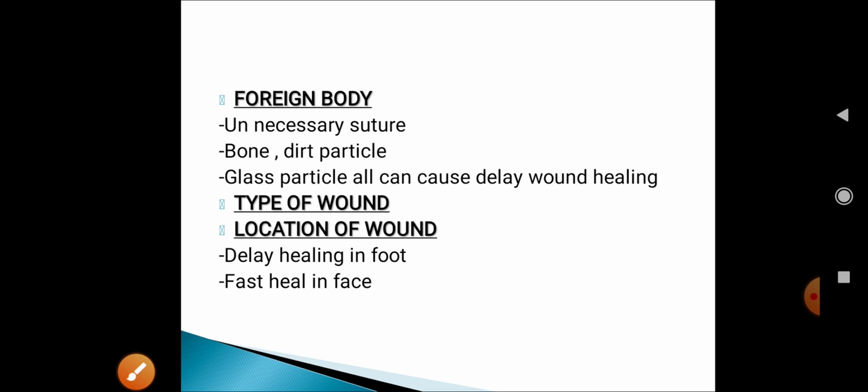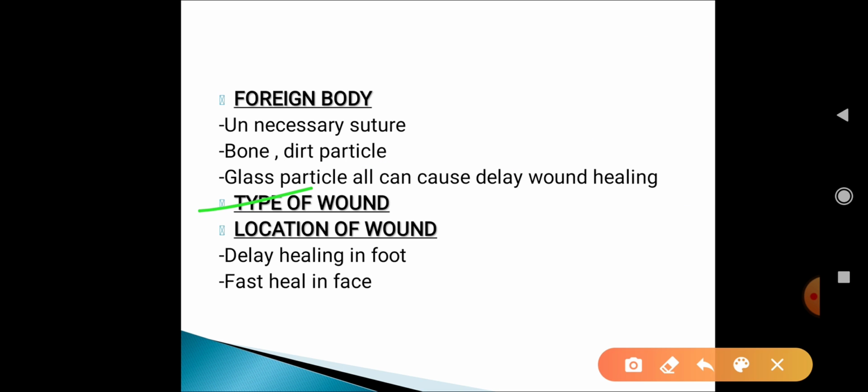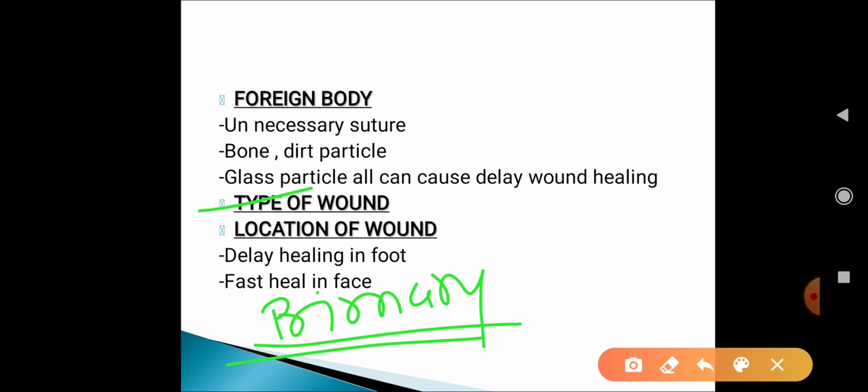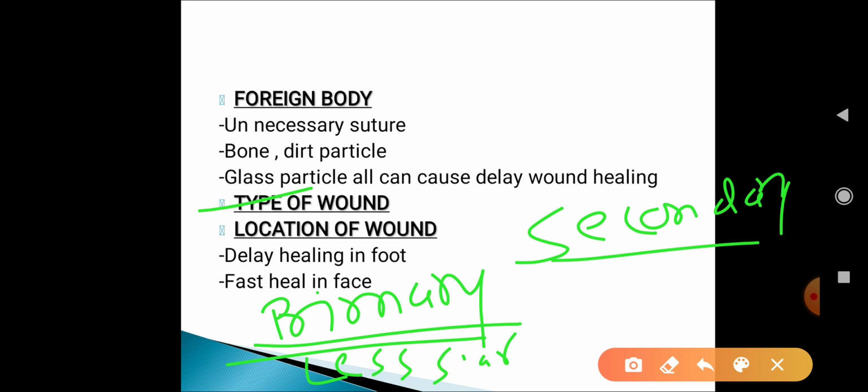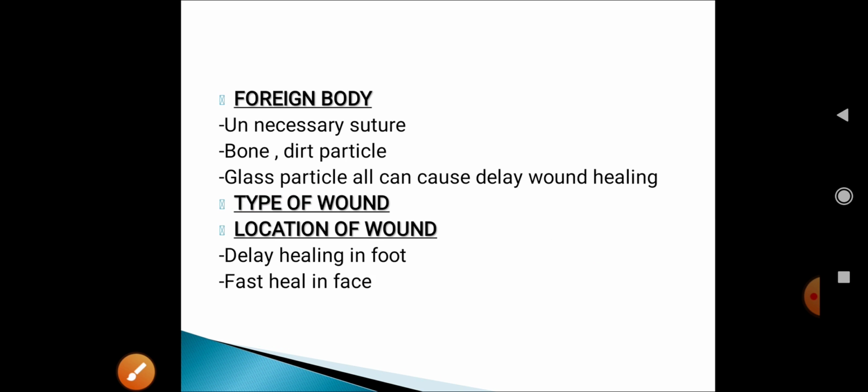Okay, fourth factor is type of wound. Obviously, primary intention healing will be faster and there will be less scar, right? And the secondary intention union healing is slow and it will form more scar, right? So the type of wound is the fourth factor affecting the wound healing.